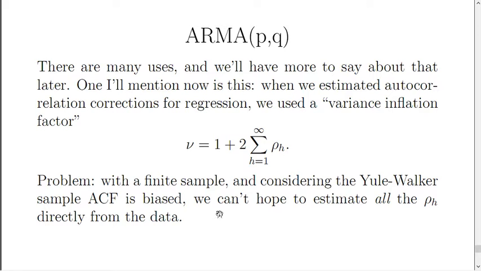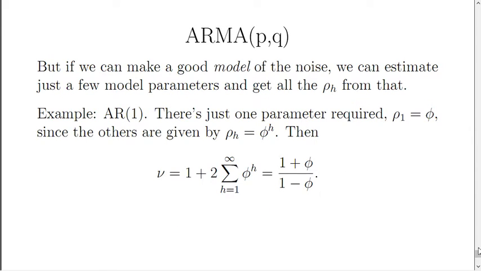And the Yule-Walker sample autocorrelation function, it's only an estimate. It's not an exact value, and it's a biased estimate. We probably can estimate one or a few autocorrelation values reasonably accurately, but we couldn't possibly hope to estimate all of them directly from the data. However, if we have a good model of the noise, then we can estimate just a few of the model parameters and get all of the autocorrelations from that.